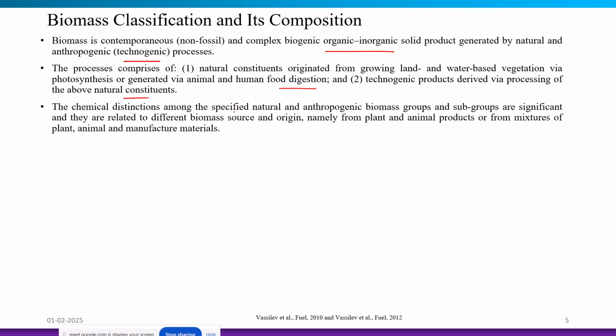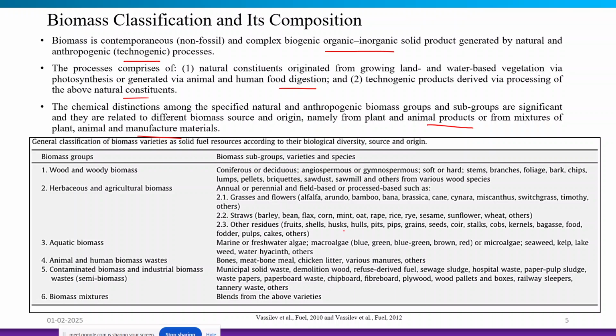Chemical distinctions among the specified natural and anthropogenic biomass groups and subgroups are significant, and they are related to different biomass sources and origin. Namely, we are talking about plant, animal products, and various mixtures of plant, animal, or manufactured materials. When you see this table, this is a general classification of biomass varieties as solid fuels, resourced by their various biological diversity as well as source and origin. First is wood or woody biomass, where it may be soft or hard, in the form of stem, branches, bark, chips.